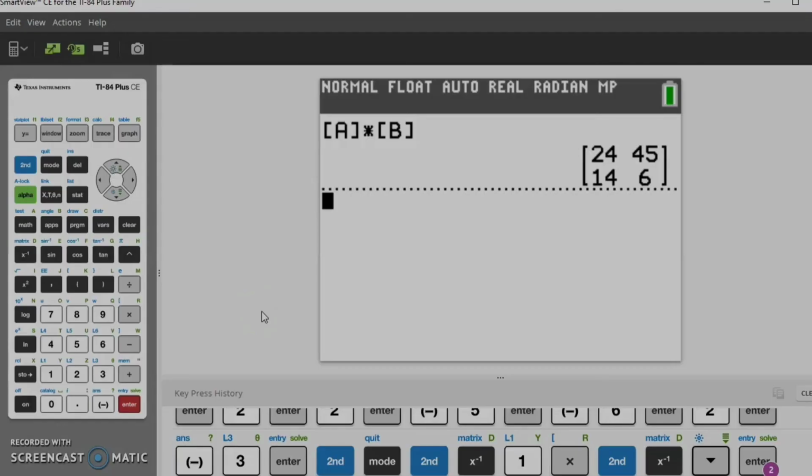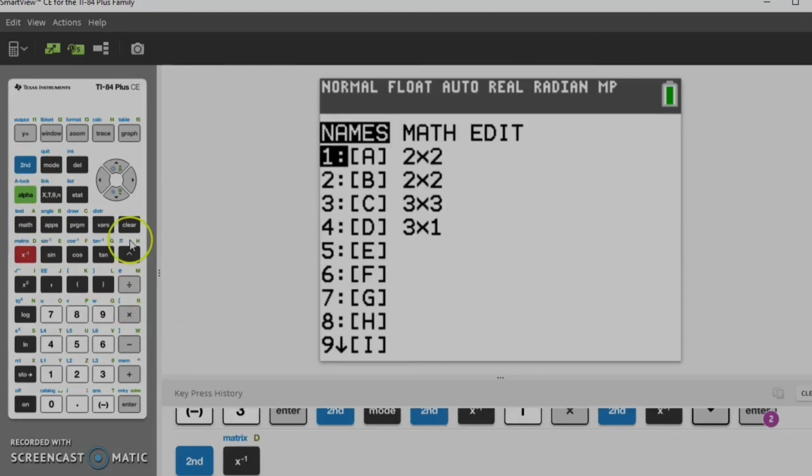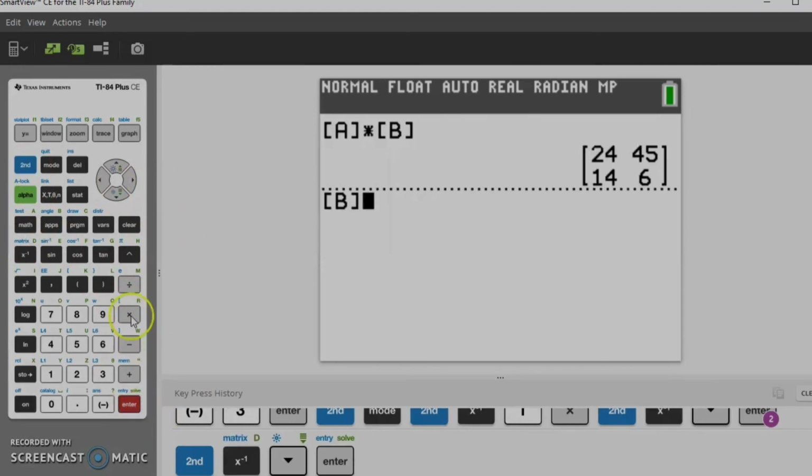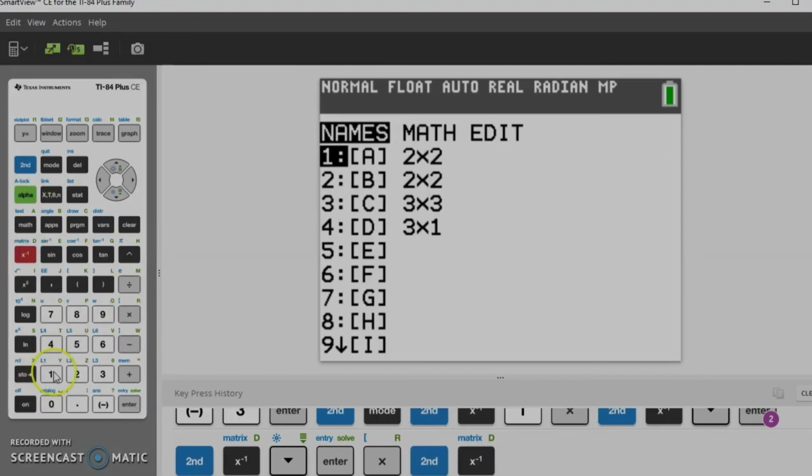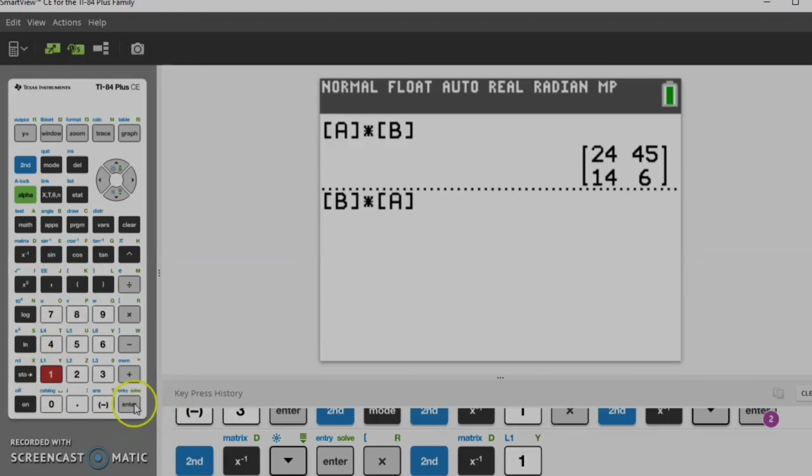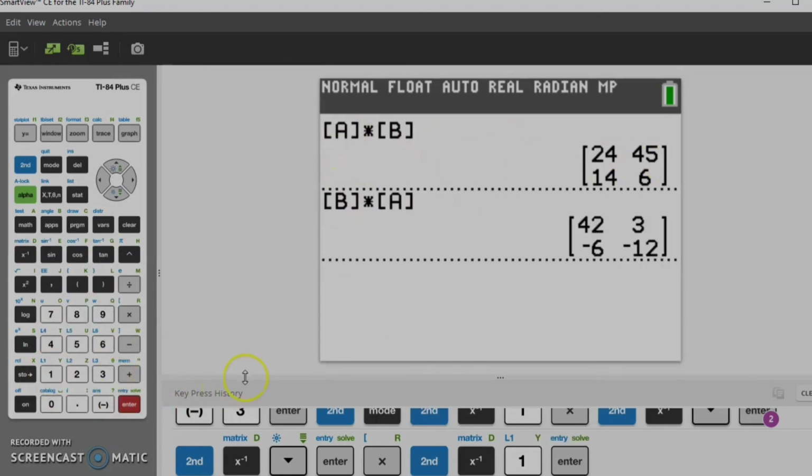We can also test the non-commutativity law here. Let's try it out doing it the backwards way. This time I'm taking matrix B times matrix A. I want to test and see if that's the same. A times B we have, what about B times A? Oh, there we go. We see here that these are not the same. So the order that you put the matrices in does matter.